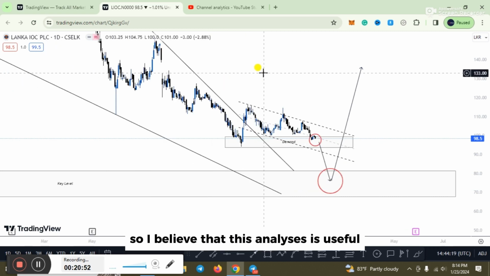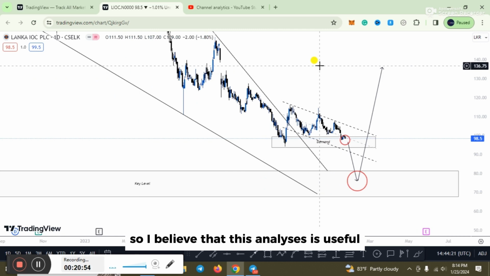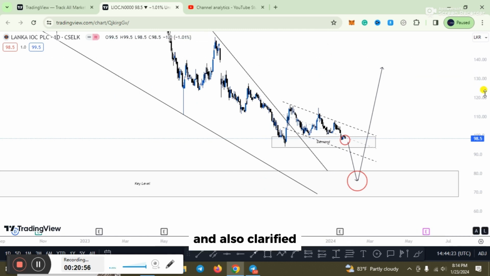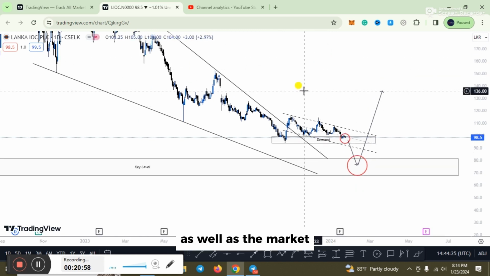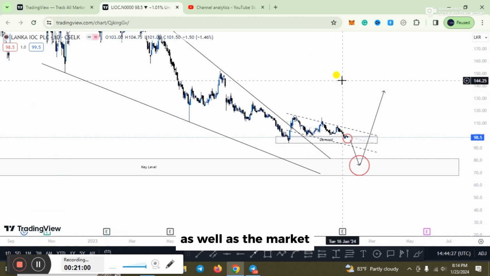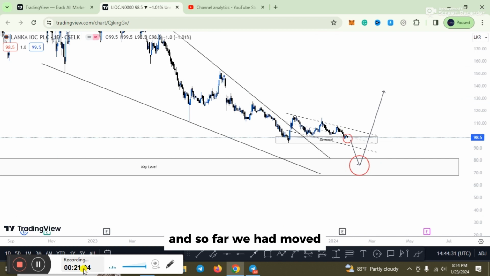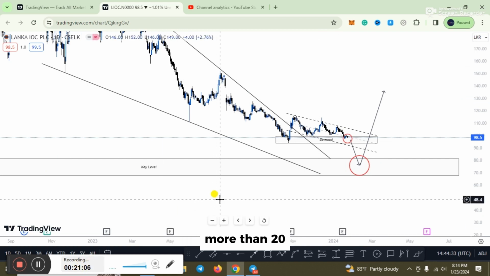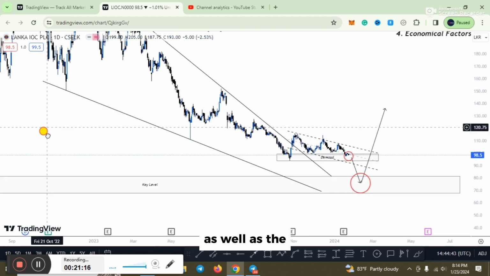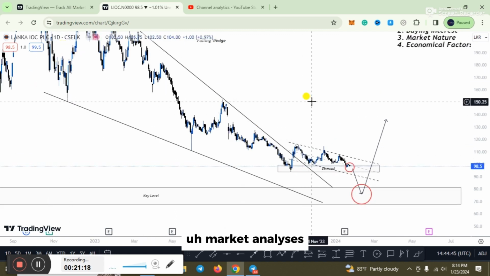So I believe that this analysis is useful and clarified the question as well as the market analysis very clearly. So far we have spent more than 20 minutes on this analysis, so sorry for dragging too much. I thought to share my opinion on the comment as well as the market analysis.